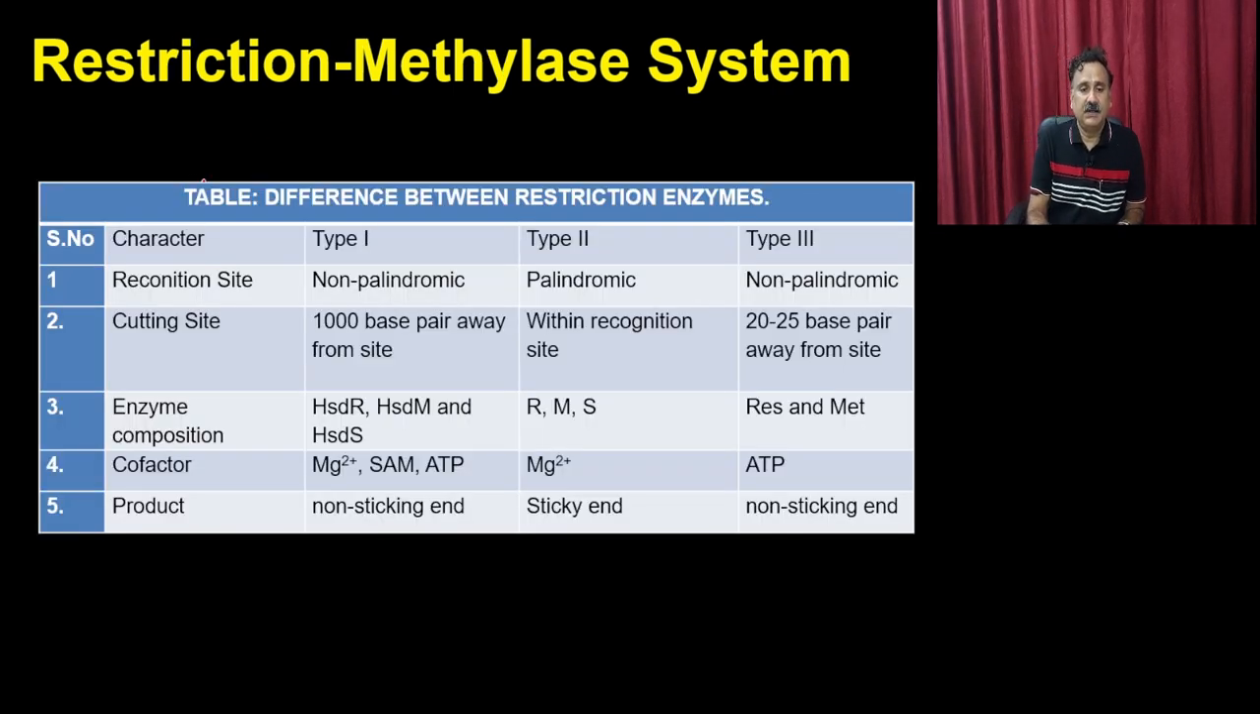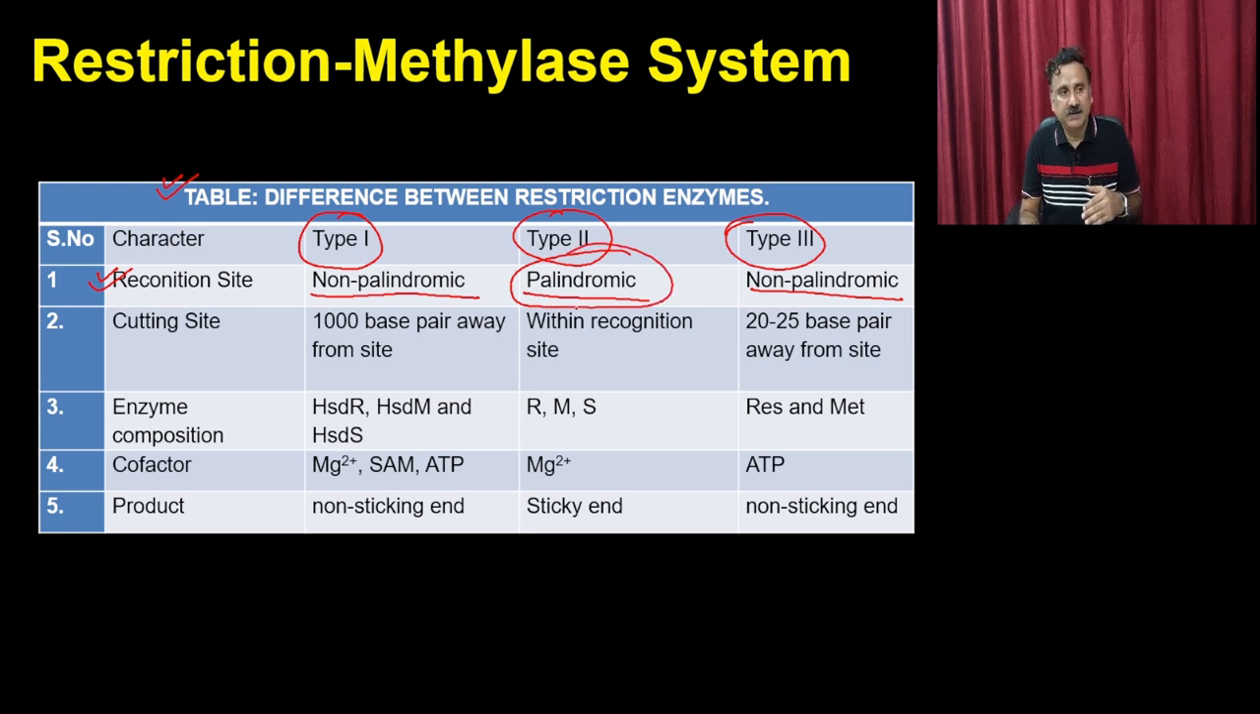So, this is just a comparison of all three classes, type 1, type 2 and type 3. The major difference is that the recognition site is non-palindromic in both type 1 and type 3, whereas it is palindromic in the case of type 2. Now, what is meant by palindromic, I think I will discuss in subsequent slides.